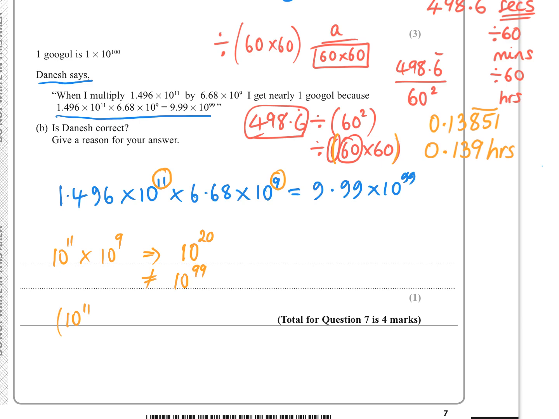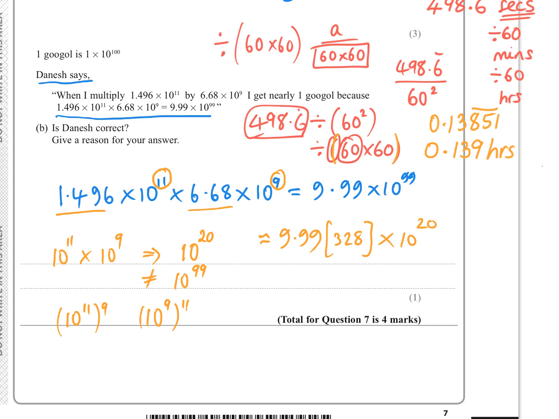That would be 10 to the power 11 to the power 9, or 10 to the power 9 all to the power 11. Then you'd multiply. So you can go through the motions on this and do this on your calculator. So 1.496 times 6.68, although that gives us a rough 9.99, it's actually 9.99328 on the calculator. We'd have 10 to the power of 20 though.